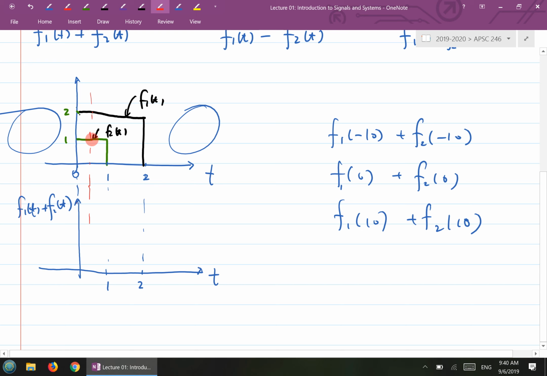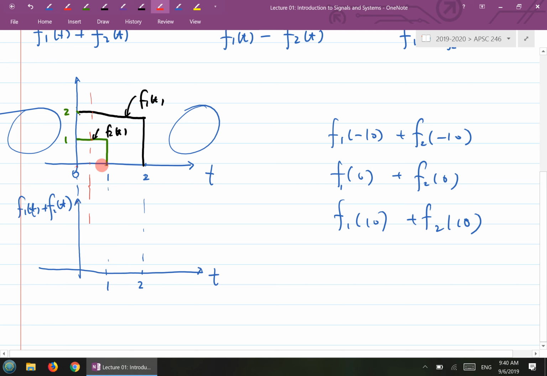And this value is how much? It's 1. And this value is 2. So when you add 1 and 2 together, you get 3. And this applies to anywhere between where? Between 0 and 1. Right?